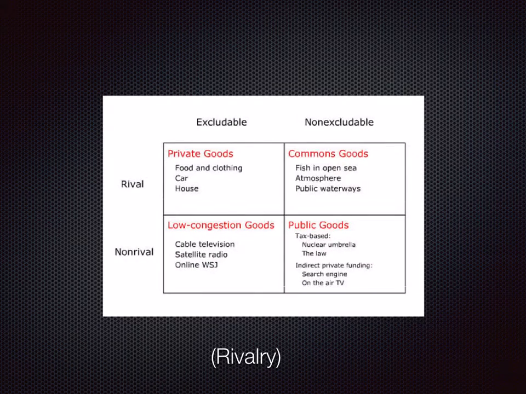This table kind of outlines private goods and public goods. Private goods in the top left corner, excludable and rival, include food, clothing, car, and house. If bought, these goods make it hard for somebody else to buy the exact same good. Meaning if I buy a house, it's going to make it really difficult for somebody else to buy that exact same house. Public goods in the bottom right-hand corner are non-rival and non-excludable.